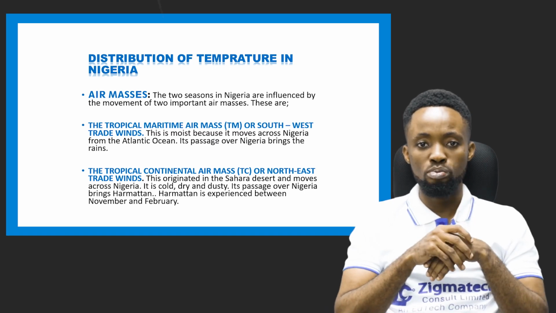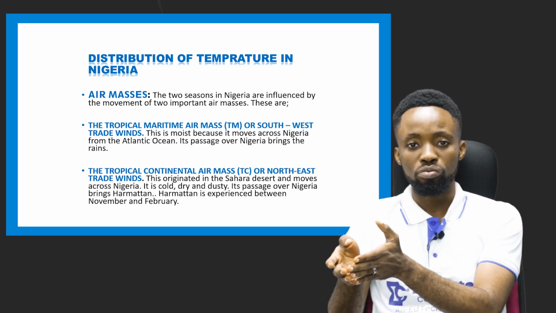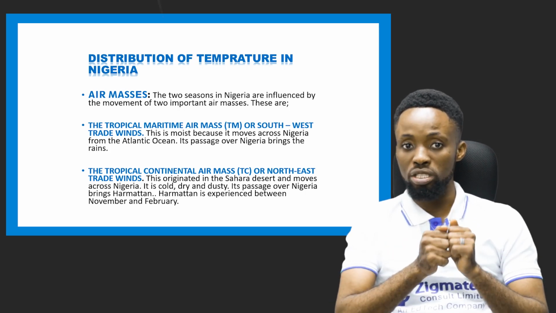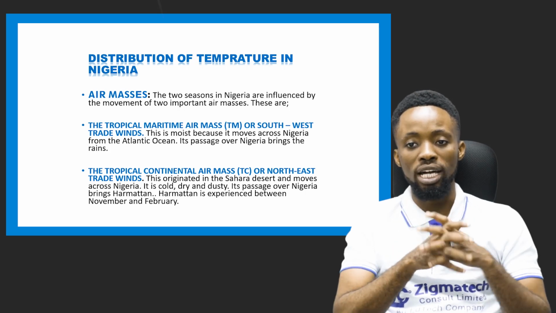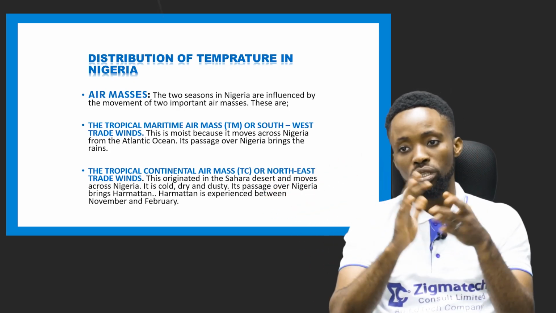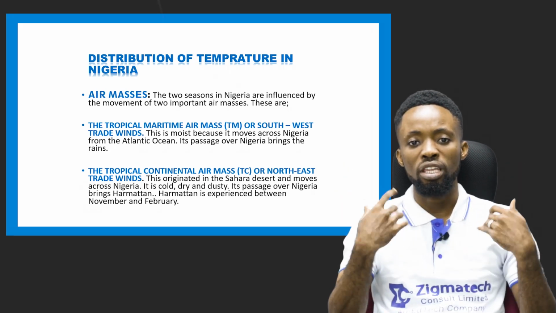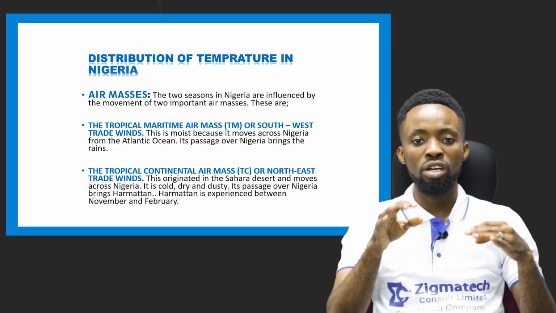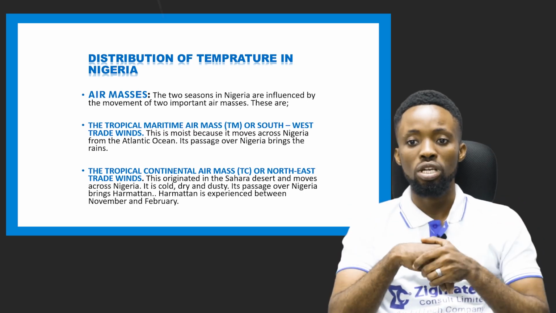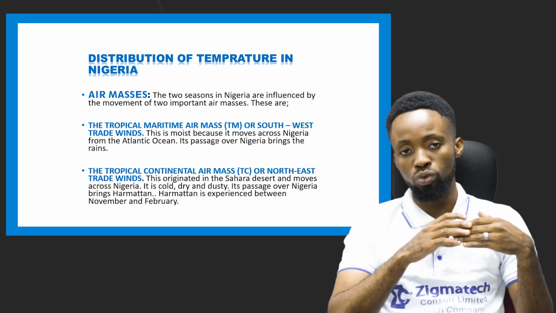Now, this wind is important because it is what brings about rainfall in Nigeria. It does that because the wind is moist and it is coming from the Atlantic Ocean. So it comes from the Atlantic Ocean and it blows over the face of Nigeria. And when this wind is moving across the face of Nigeria, it accompanies rainfall. So the period of the year where the wind is dominant is the period where we have what? Rainfall the most.